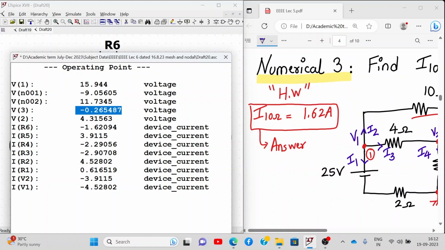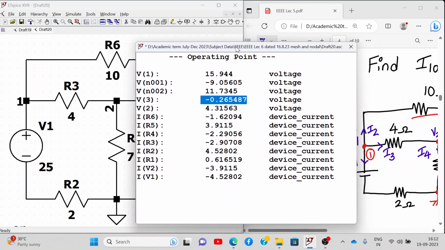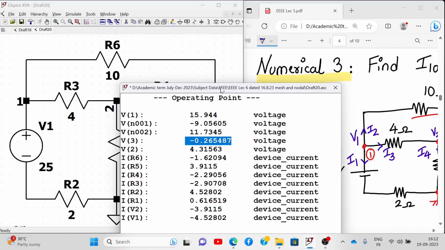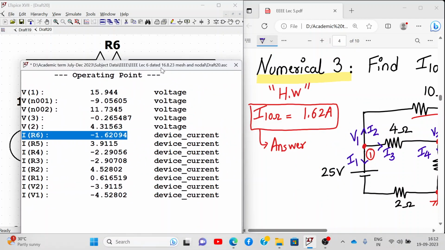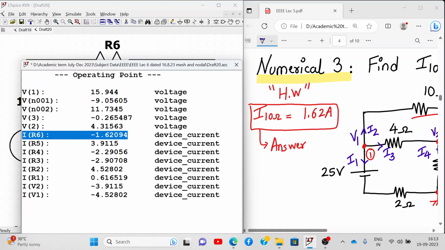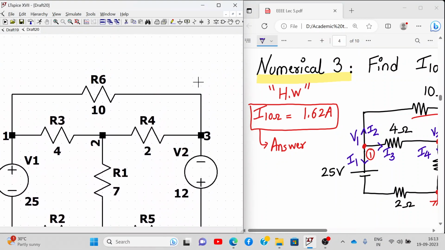Now I'll get the current flowing through 10 ohm resistance. So that will be R6. So current flowing through R6 is coming out to be negative, but don't worry, it's not negative in fact. Okay, so why is it not negative? Because the current flowing out of the voltage source in LTspice is considered as negative. So we are getting minus 1.62, but that is fine. I'll show you how to get the proper current.